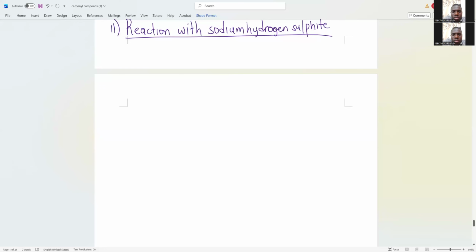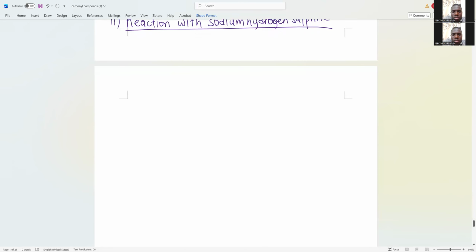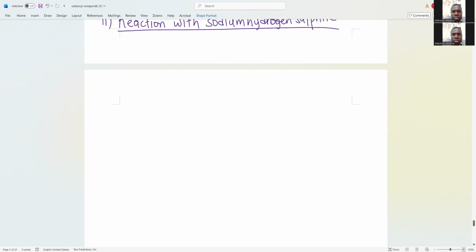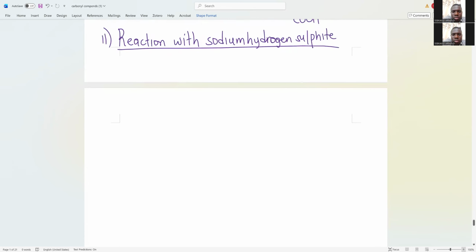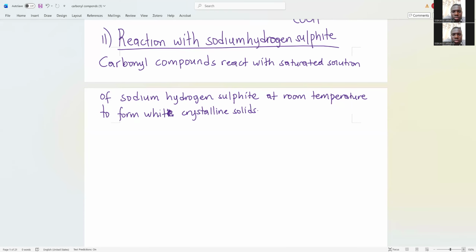Carbonyl compounds. Hope my screen is visible. We had explored reaction with hydrogen cyanide. This is the reaction with sodium hydrogen sulfide. How do carbonyl compounds react with sodium hydrogen sulfide? Carbonyl compounds react with saturated solution of sodium hydrogen sulfide at room temperature to form white precipitates.